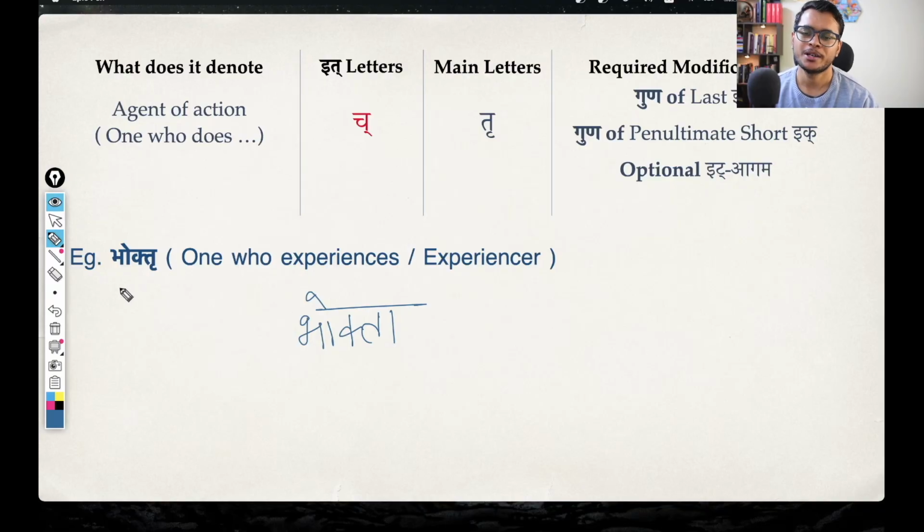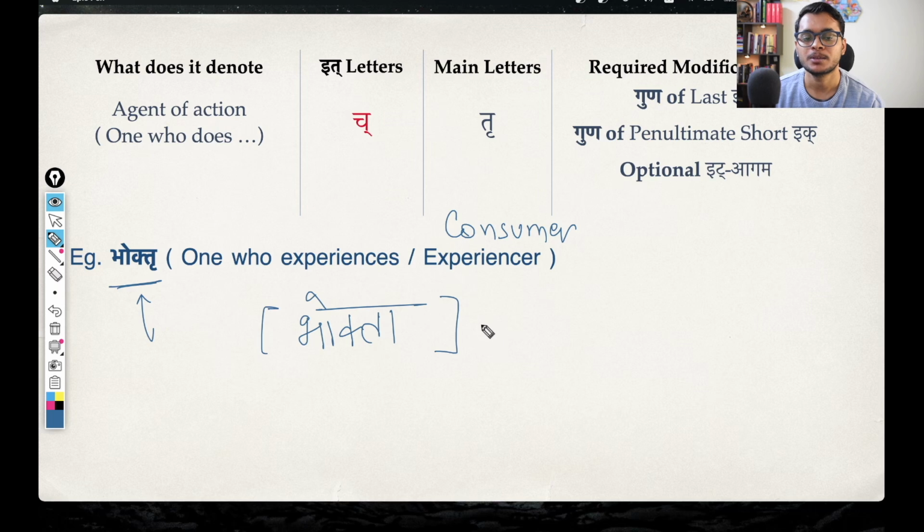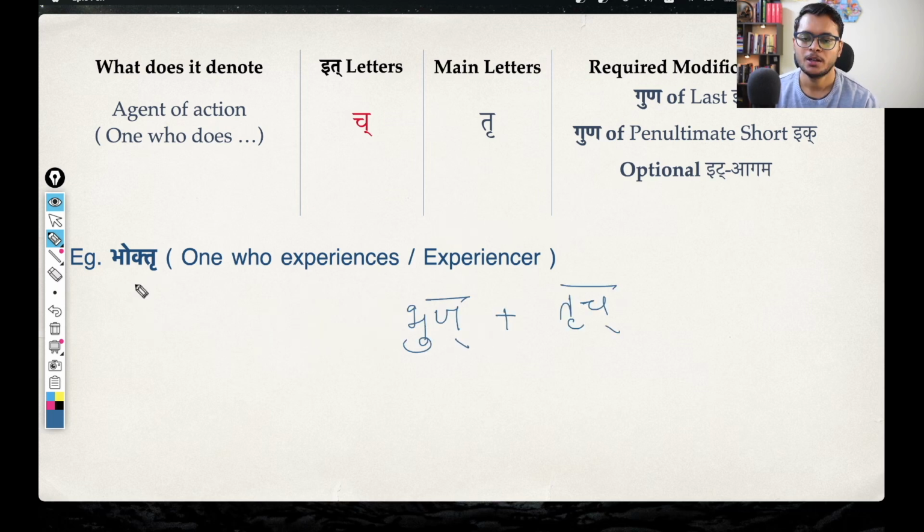Okay, and now let us take a bit more difficult example. We have this pratipadika bhoktra, and bhoktra is one who experiences, the experiencer. Bhoktra is also one who consumes, or consumer. From this bhoktra we get the shabdrupa bhokta, the prathama vibhakti ekvachanam form. To create this pratipadika, we have the bhuj dhatu, which means to experience or to consume. So we are starting with this bhuj dhatu and modifying it using the trich suffix.